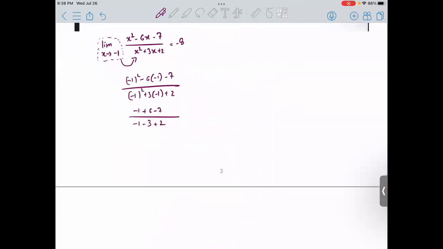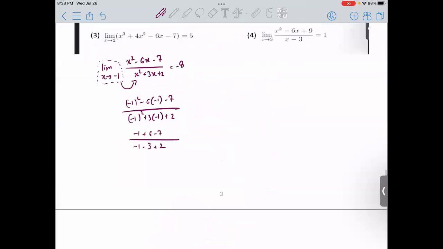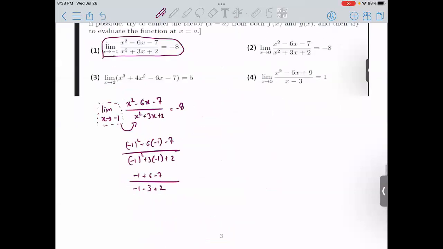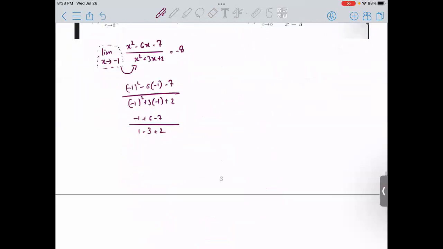Sir, it is plus 1 in the denominator. No, sir, it is 0 by 0 form. Yeah, look, what happened here is that we got 0 divided by 0. It is known as an indeterminate form.